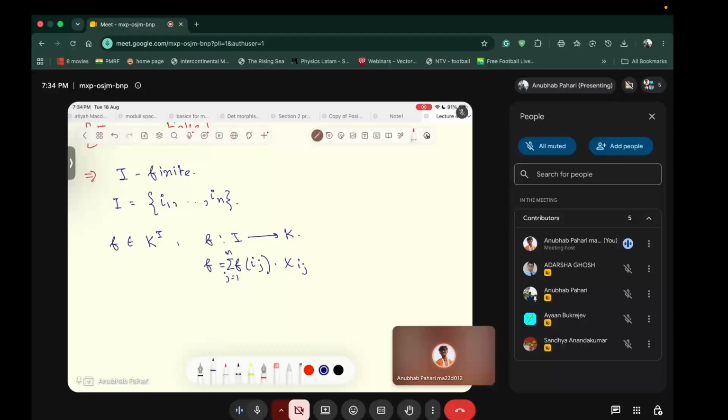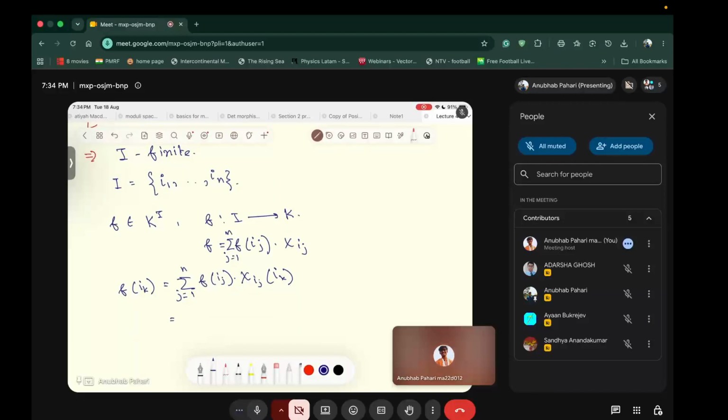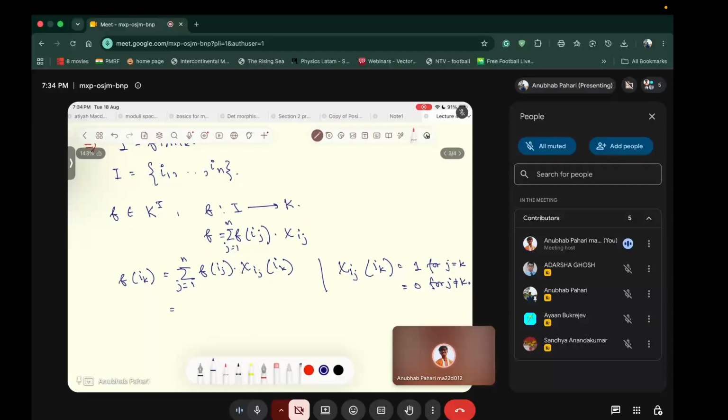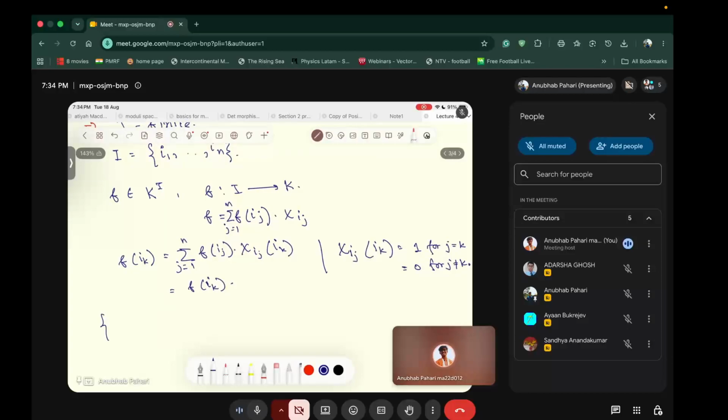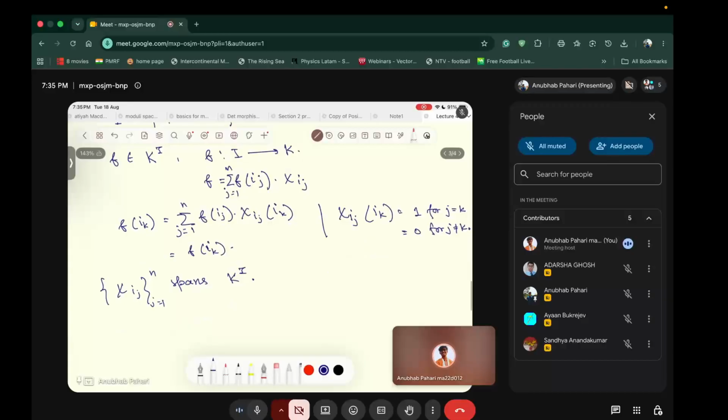Because if you take f(i_k), it would be the sum over j from 1 to n of f(i_j) chi_{i_j}(i_k). So chi_{i_j}(i_k) would be 1 for j equals k, and 0 for j not equal to k, right? Therefore, you only get f(i_k). So one thing is clear: when I is finite, chi_{i_j}, where j is from 1 to n, spans k to the power I. Now we have to show that they are linearly independent.